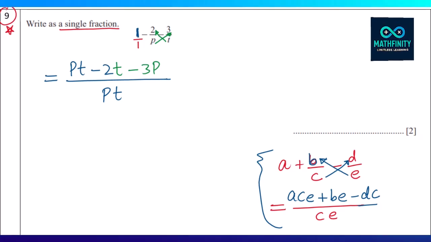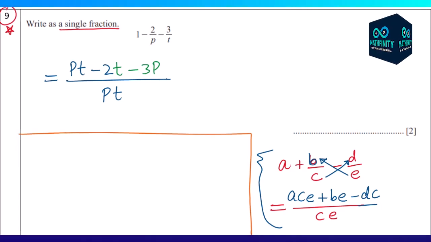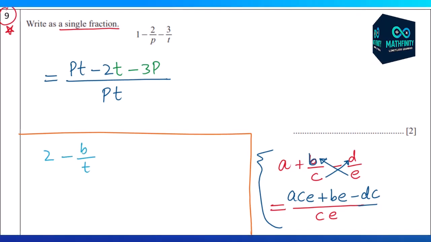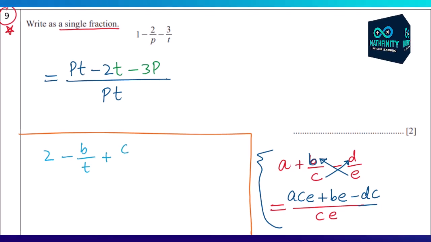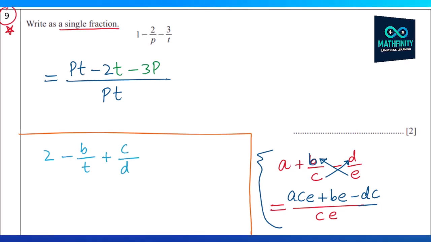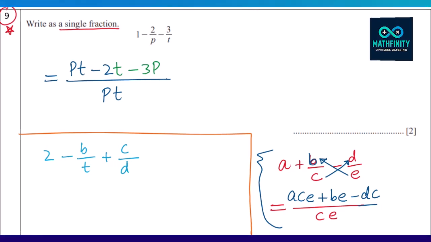Hopefully you understand. I can give you one more example, because whenever I give this question in the exam or in the quizzes or any other places, I observe that students are making mistakes. So let me give you another example here with different variables. Suppose you have 2 minus b over t plus c over d. Three terms are there. You have to combine them. You have to merge them.